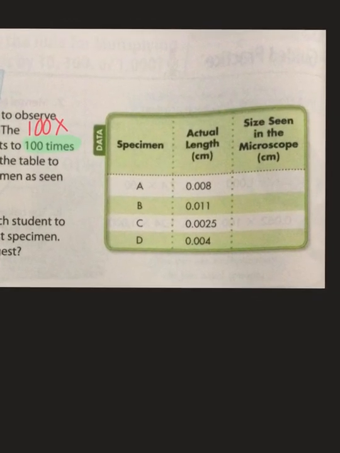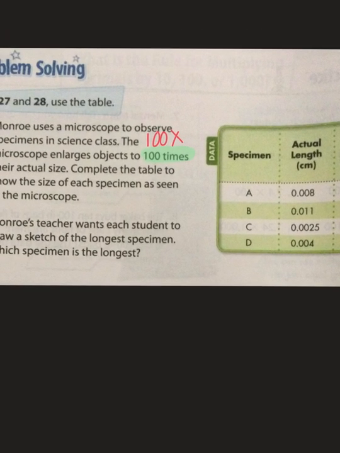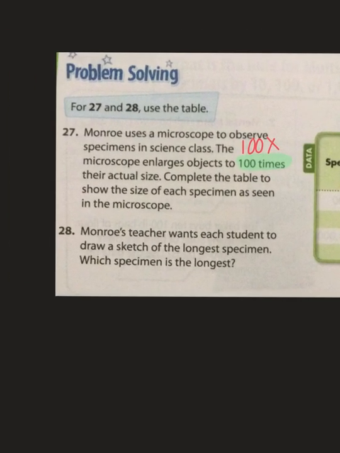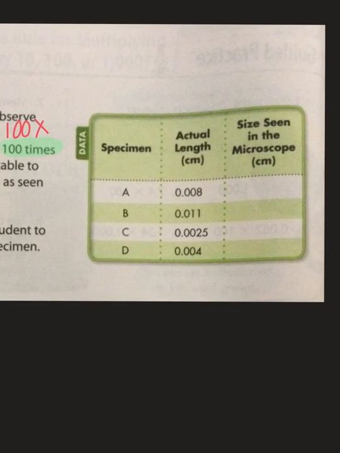And here's the chart. Here's the actual length, and then as seen in the microscope. Okay, the microscope, it says here. Where does it say that? Here it is, right here. The microscope enlarges objects to 100 times. So that means that I'm going from these numbers here, and I'm going 100 times to get to as seen in the microscope. So I'm going to have to multiply each of these by 100.